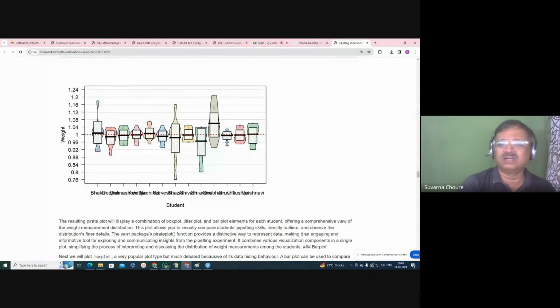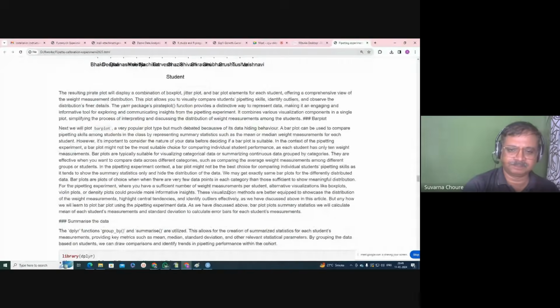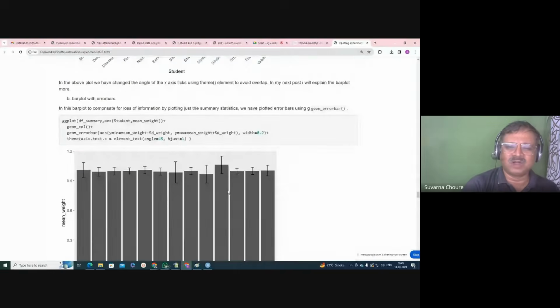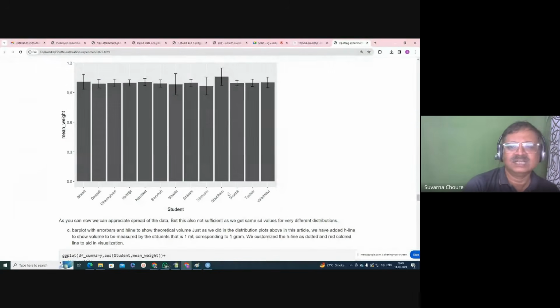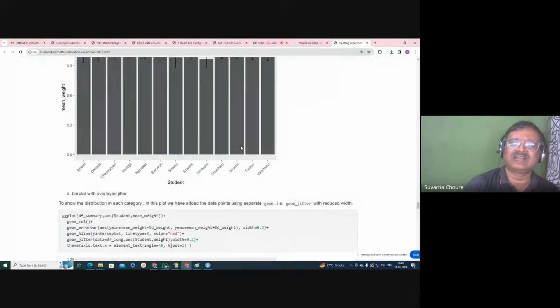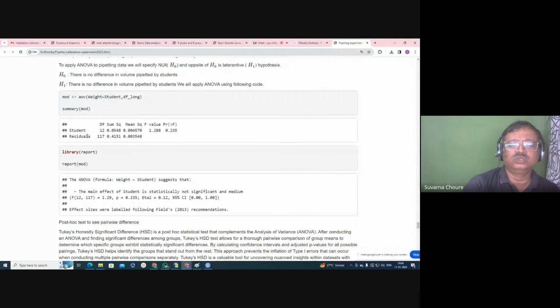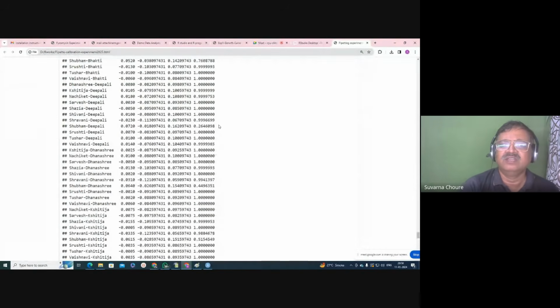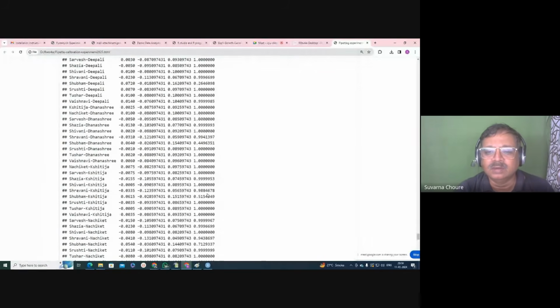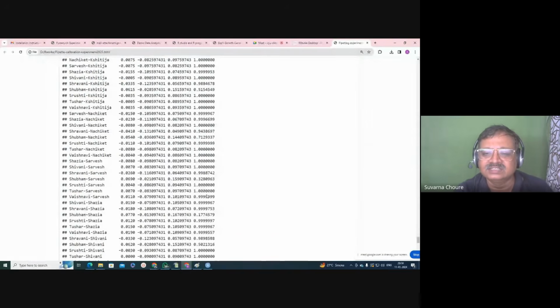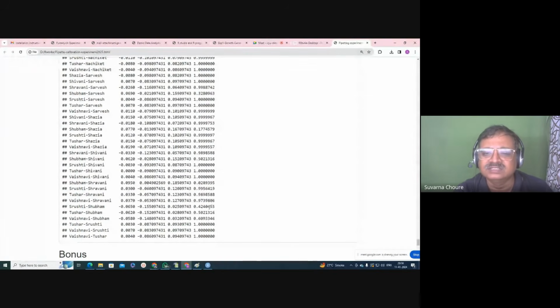Many different plots are there to show the same thing. These are bar plots. Bar plots are not good to show these things, but still, bar plots with error bars are there. Then we'll go with the ANOVA. There is no difference in the readings taken by the students; there is statistically no significant difference. If you see the pairwise comparisons, very few students will show you a difference, and that significant difference is almost not there.